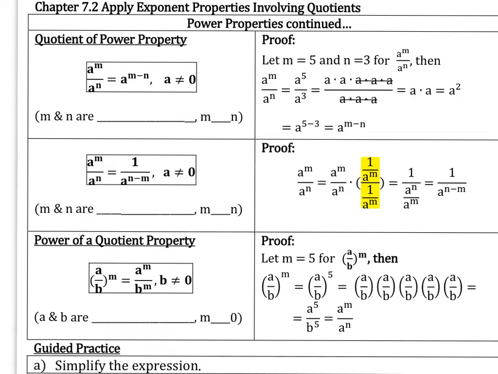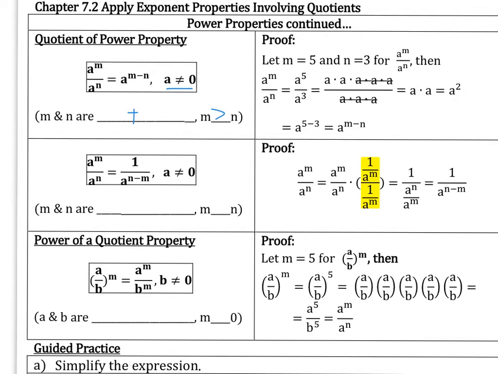7.2. Apply exponent properties involving quotients. Quotient of power property is defined as a to the m over a to the n equals a to the m minus n, where a does not equal 0, and m and n here are positive, where m is greater than n. Let's prove this using two numbers.